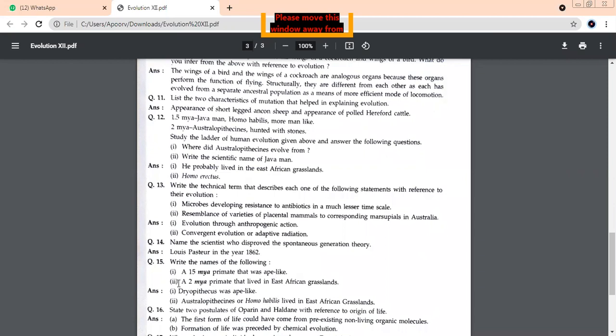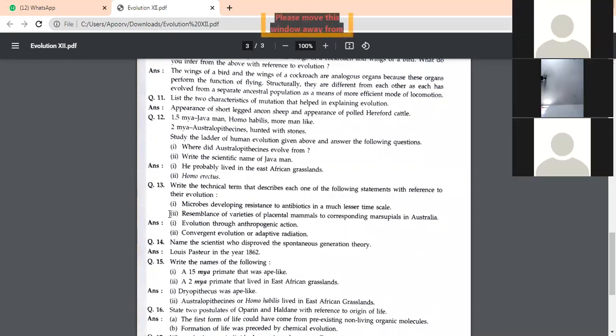If you go back to question number 15, this is also related to what we did yesterday. Question number 15. 15 million years ago, primate that was ape-like: Dryopithecus. 2 million years ago, primate that lived in East African grasslands: Australopithecus. So these 2 questions were on the same table that we did. We may have more questions.